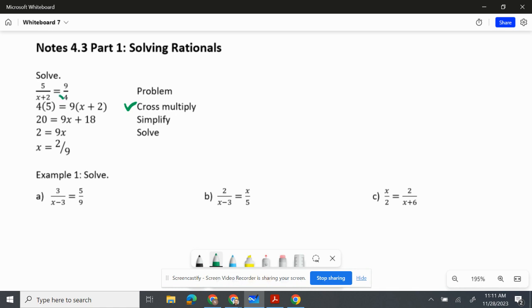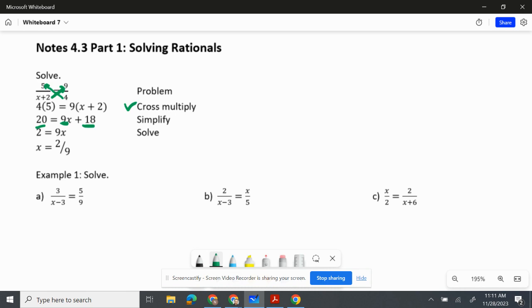So we're going to multiply the 4 times the 5, and that gives us 20. We're going to multiply the 9 times the x plus 2, and that gives us 9x plus 18. I'm going to subtract the 18 to get 2. I'm going to divide by 9 to get 2 ninths.